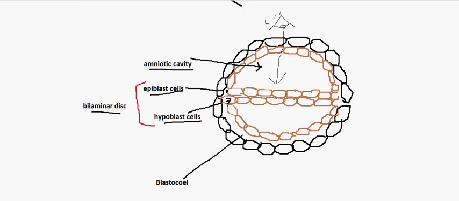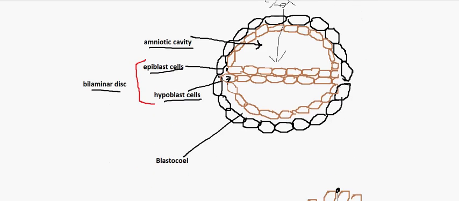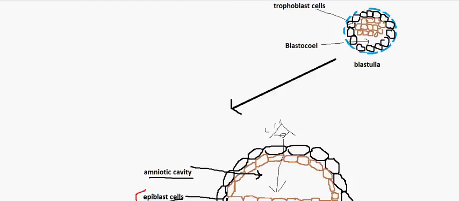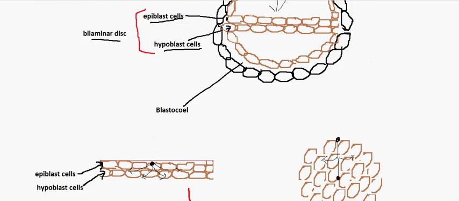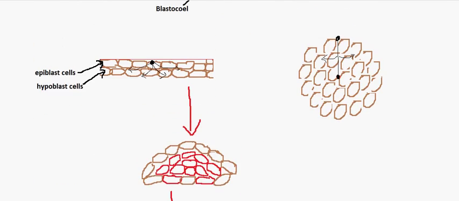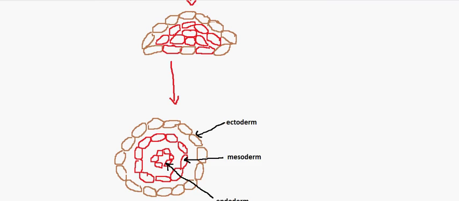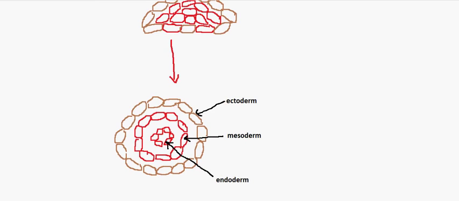Hello everyone. In the previous video we were discussing how the germ layers develop from the zygote, which is a part of embryology, and in this video I will be discussing how the digestive tract develops. The digestive tract develops after the formation of the germ layers, and on the basis of its development, some animals are called protostomic animals and some are called deuterostomic animals.